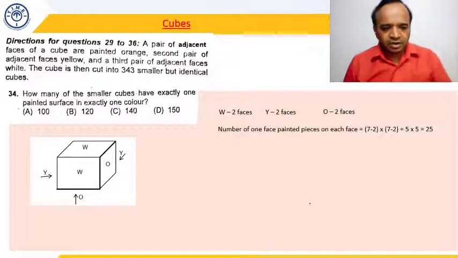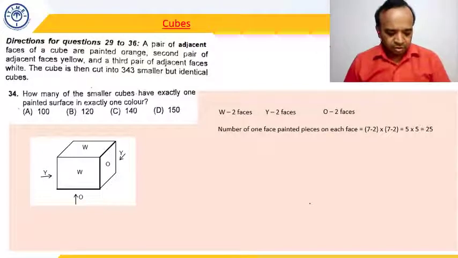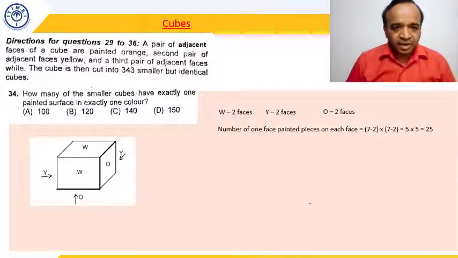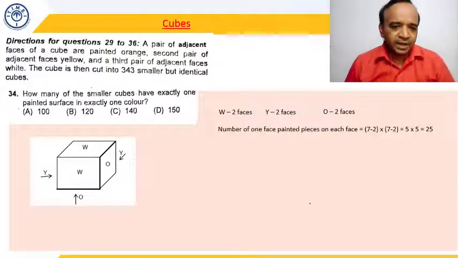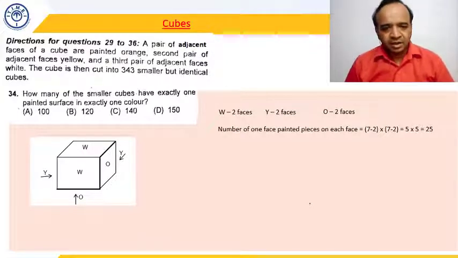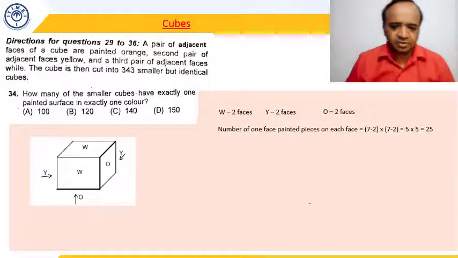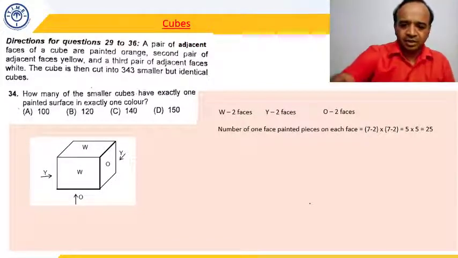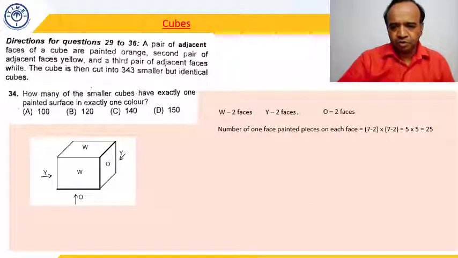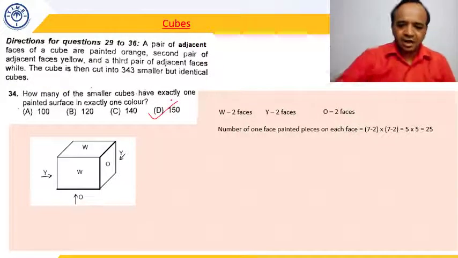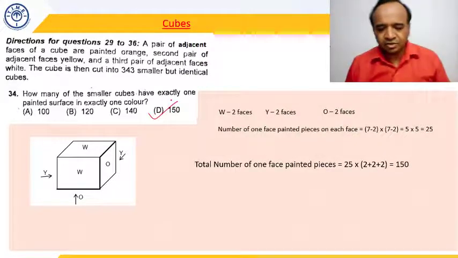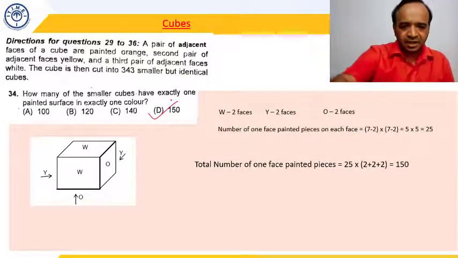Now, come to question number 34. How many of the smaller cubes have exactly one painted surface in exactly one color? So these are obviously lying on the faces. This is part of the previously discussed question. We have already seen 2 plus 2 plus 2, there are 6 faces. 25 into 6, which is equal to 150. So 150 are the pieces, and that is the answer choice to be picked. I hope this is clear.